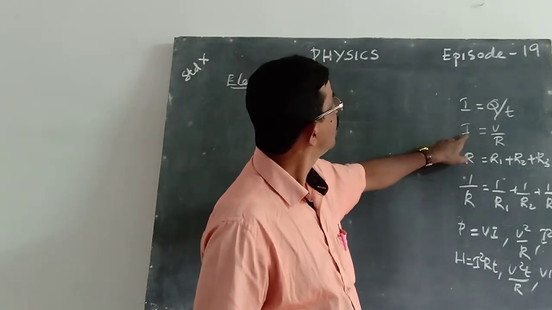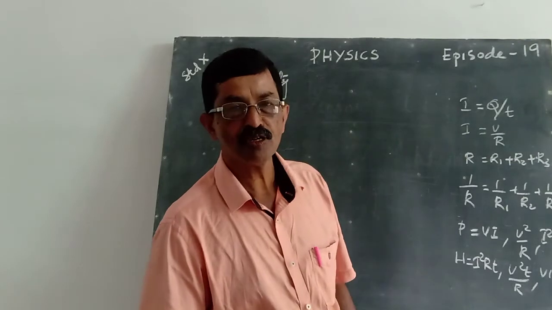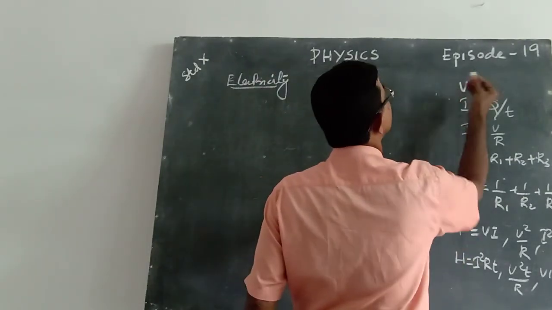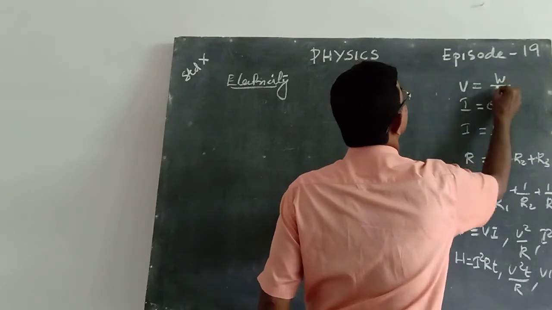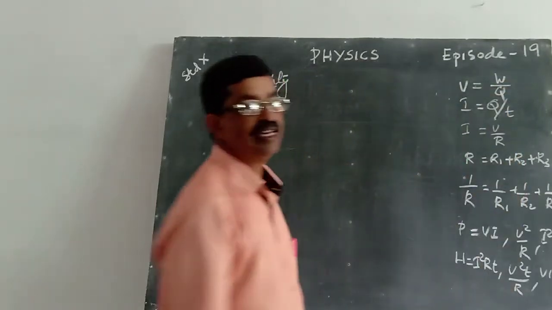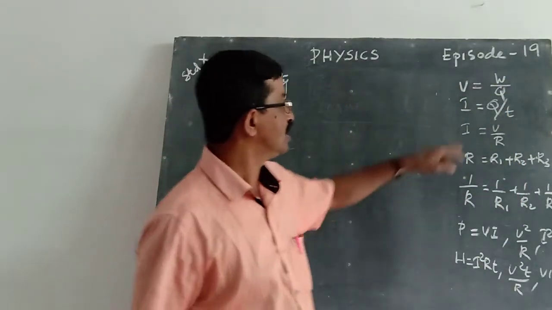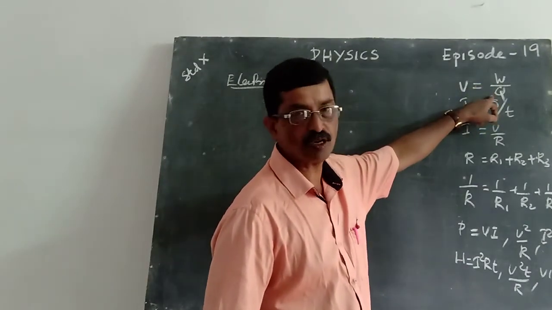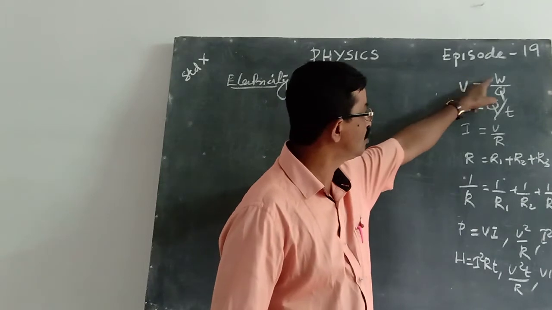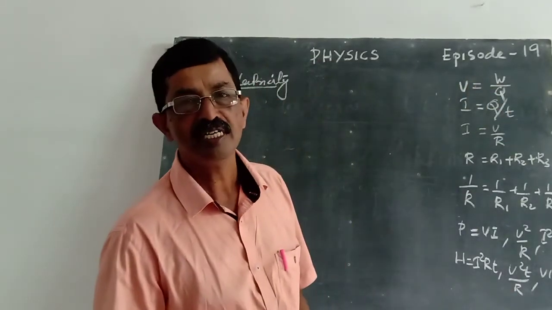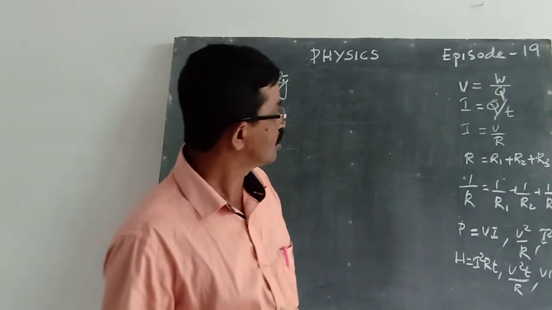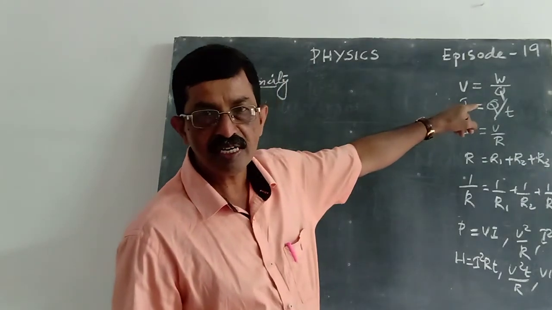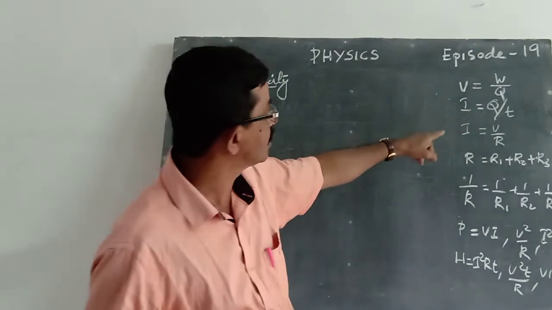Then another equation you want to remember, that means potential difference V = W/Q. V is the potential difference and W is the work done to move a charge Q. So V = W/Q is another equation you want to remember to solve some problems which are given in the exercise.